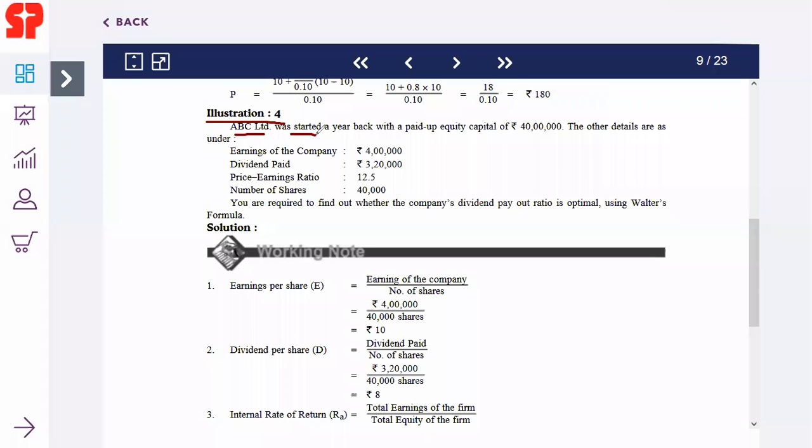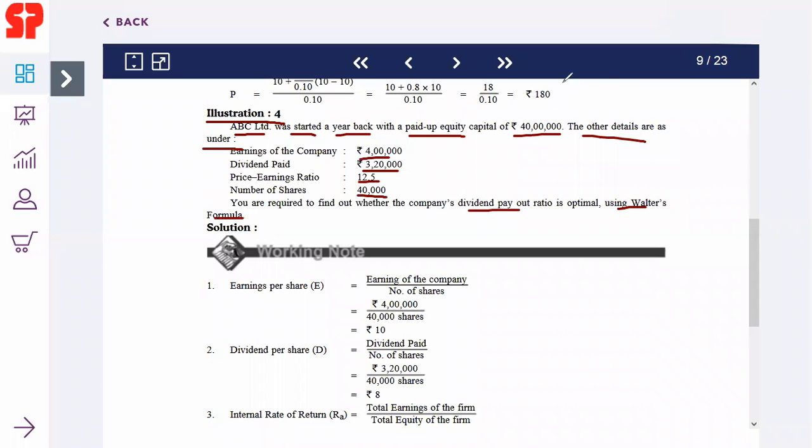ABC Limited was started a year back with paid up equity capital of rupees 40 lakhs. Other details are as under. Earnings of the company 4 lakhs. Dividend paid 3 lakh 20,000. Price earning ratio is given 12.5. Number of shares is 40,000. You are required to find out the company's dividend payout ratio using Walter's formula.